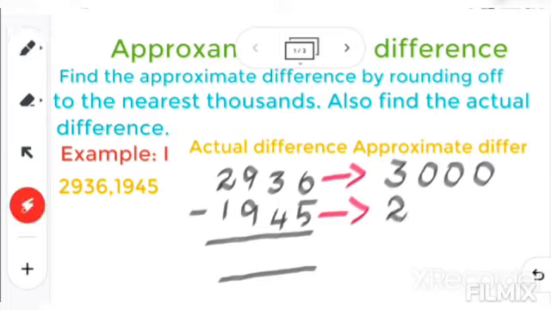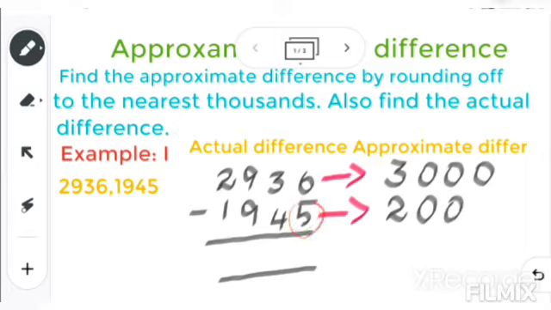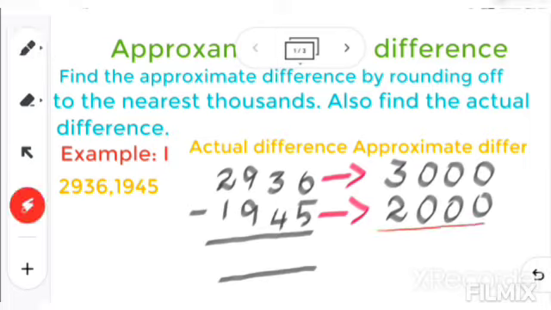Okay, remaining all the right side digits will become 0. So in the right side places we have 9, 4 and 5, so all this will become 0. First, instead of 9 we write 0, then this 4 also becomes 0, then this 5 also becomes 0. Okay, so we have now rounded off to the nearest 1000. Both the numbers we have rounded off to the nearest 1000.